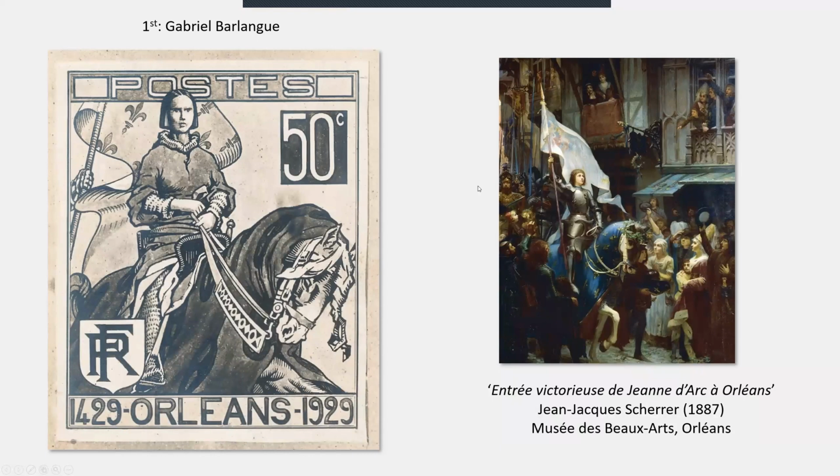Here was the winning design, and the artwork there is enlarged again from a photographic reproduction, which is in my collection. I haven't got the original artwork. And this first design, the winning design, was by Gabriel Barlangue, and it's believed to have been based on that painting on the right, which is in the Musée des Beaux-Arts in Orléans. There were features there that were not liked initially, and I will comment on those in a few moments.